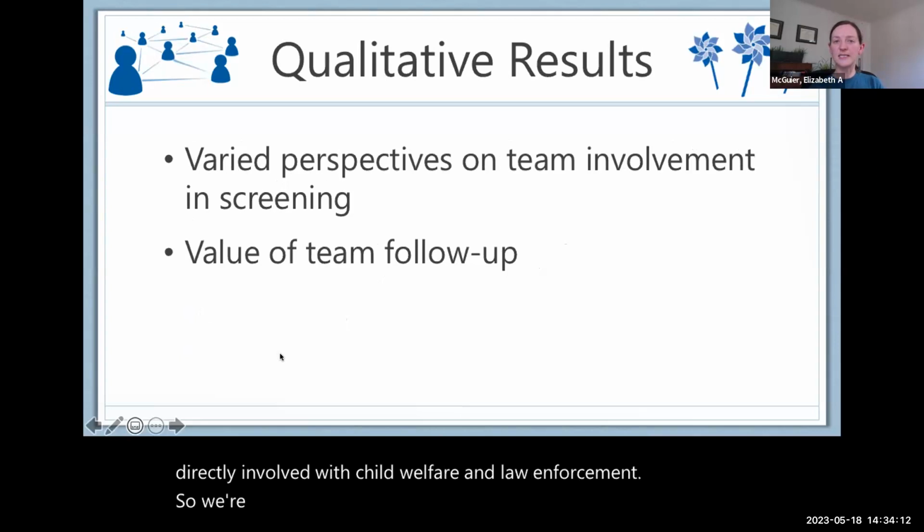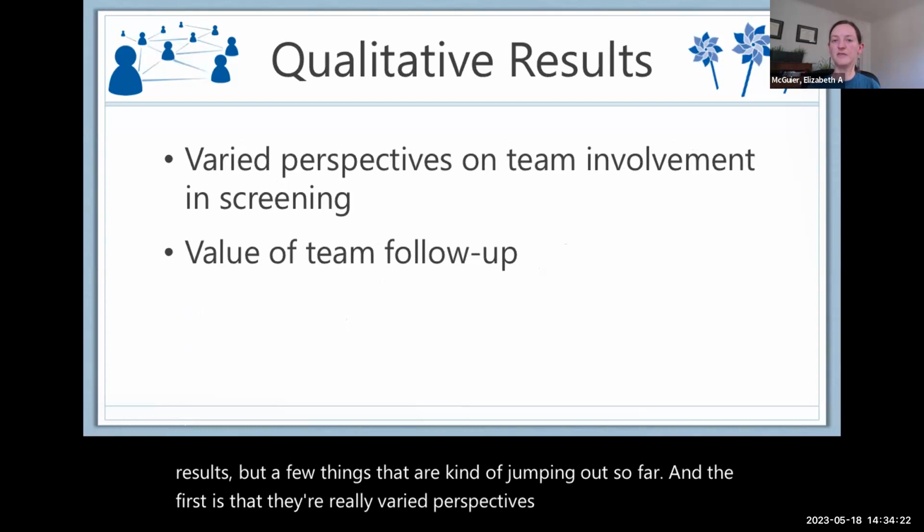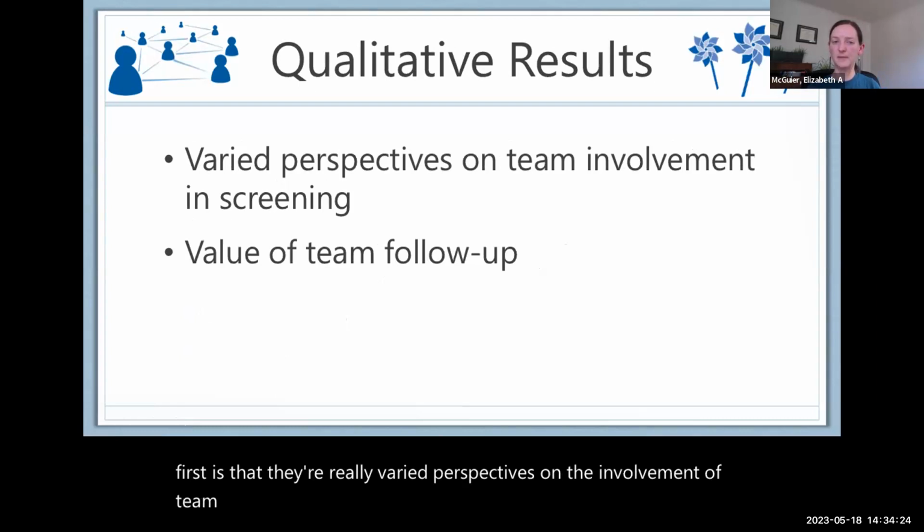So we're still analyzing these data, so these are very preliminary results, but a few things are jumping out so far. The first is that there are really varied perspectives on the involvement of team members in screening. And the second was the perceived value of team follow-up.